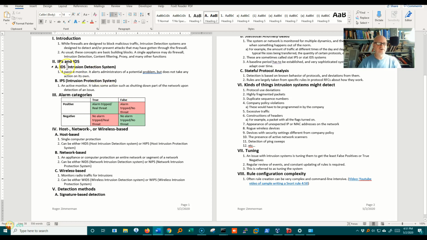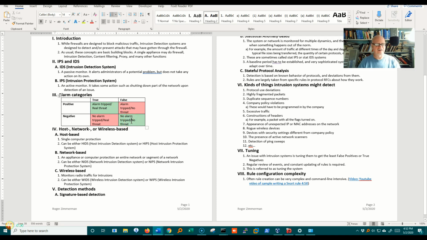I mentioned earlier under these sections, IDS, IPS, and then the alarm categories, how difficult it is for these systems to be written and configured and programmed. It's very, very difficult to get 100% so that only real alarms are actually tripped and all non-threats will not have an alarm. It's hard to get 100% on these things.